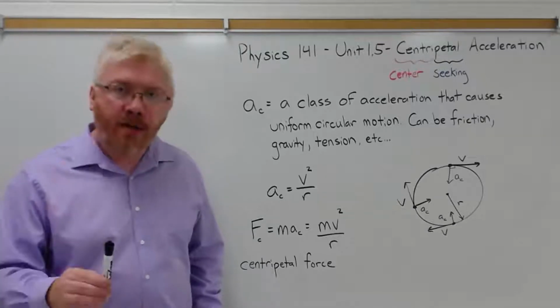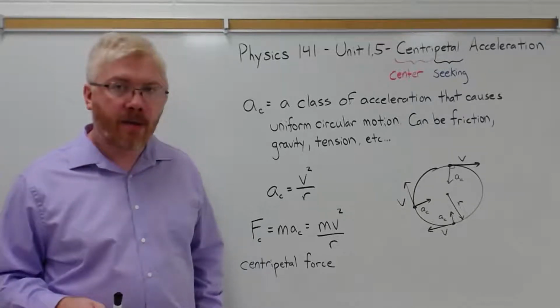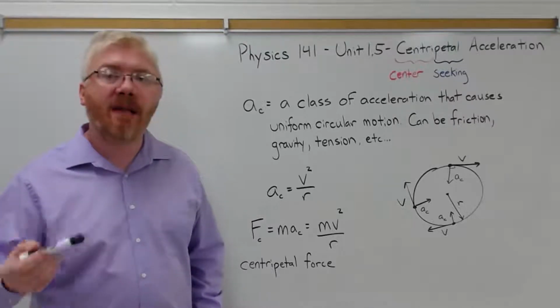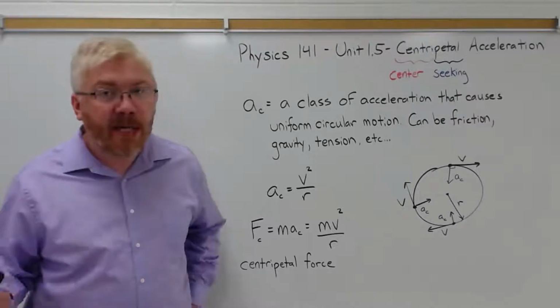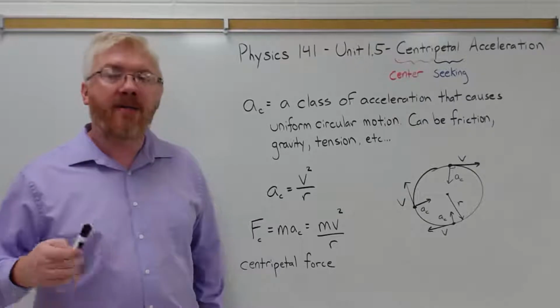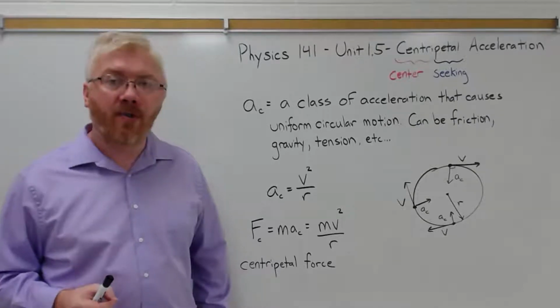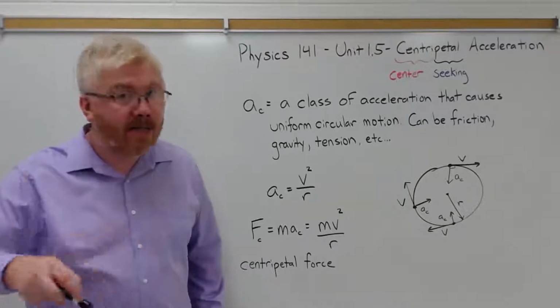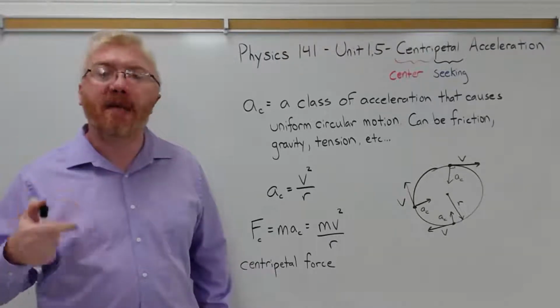But direction is also important. If an object changes direction, it's being accelerated, even if the speed isn't changing. That's critical for uniform circular motion. In uniform circular motion, an object's direction is constantly changing, but its speed is not.